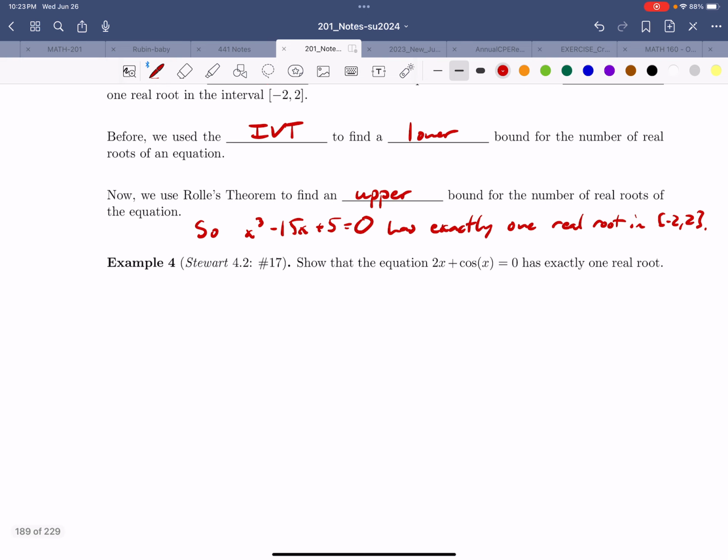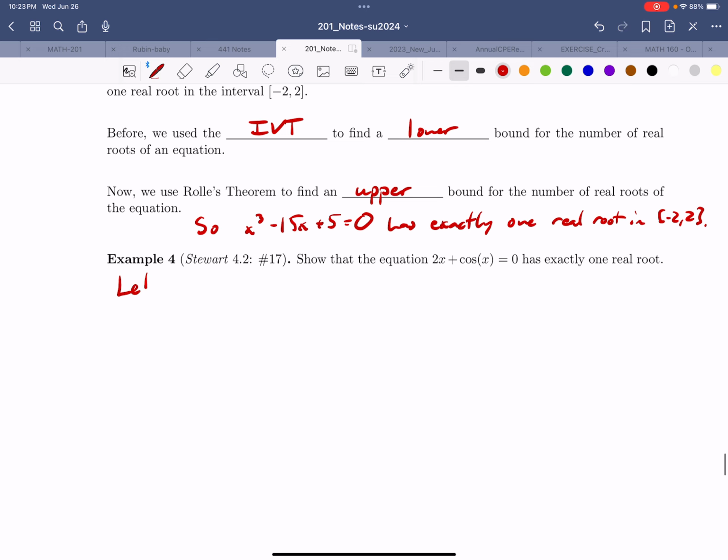So let's look at example 4, and I just pulled this right from Stewart. Show that this equation has exactly one real root. Well, I'll tell you right now, you're not solving for x there. There's no technique to do that. You can plug it into a calculator. It'll give you a pretty good approximation, but it's not going to be anything obvious. I don't think it's anything nice, right? So what you have to do is say, okay, hold on a sec.